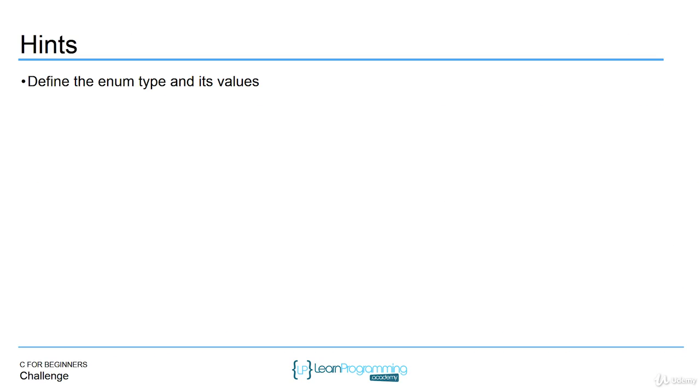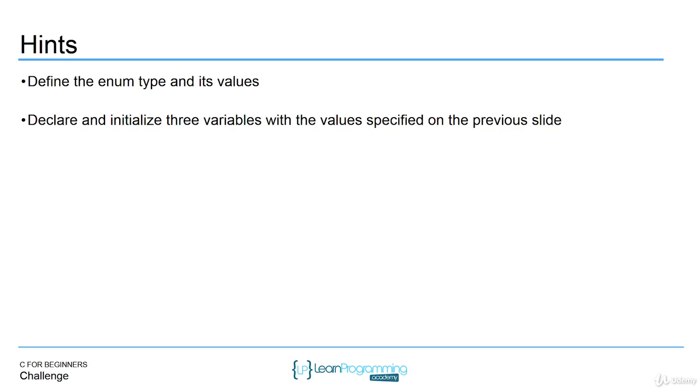So, some hints. You're going to have to first define that enum type and its values. So what you're going to need to do is use that enum keyword. You're going to need to use the brackets, right? The squiggly brackets for the valid values. You're going to have to declare and initialize three variables. The way that you declare an enum type is just use enum followed by the name. And then you can assign values using the equals operator.